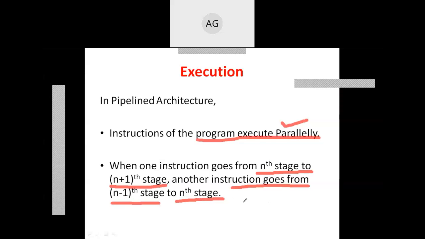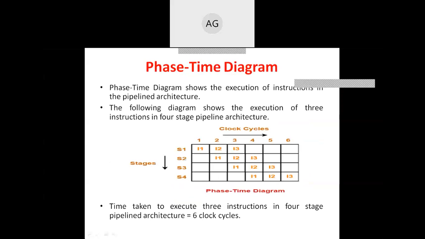If one instruction is in a particular stage, then other instructions are dealing in the n minus 1th stage, and some other instructions are dealing in the n plus 1th stage at the same time. So this is the main purpose of using the pipeline architecture. So moving to the next slide.